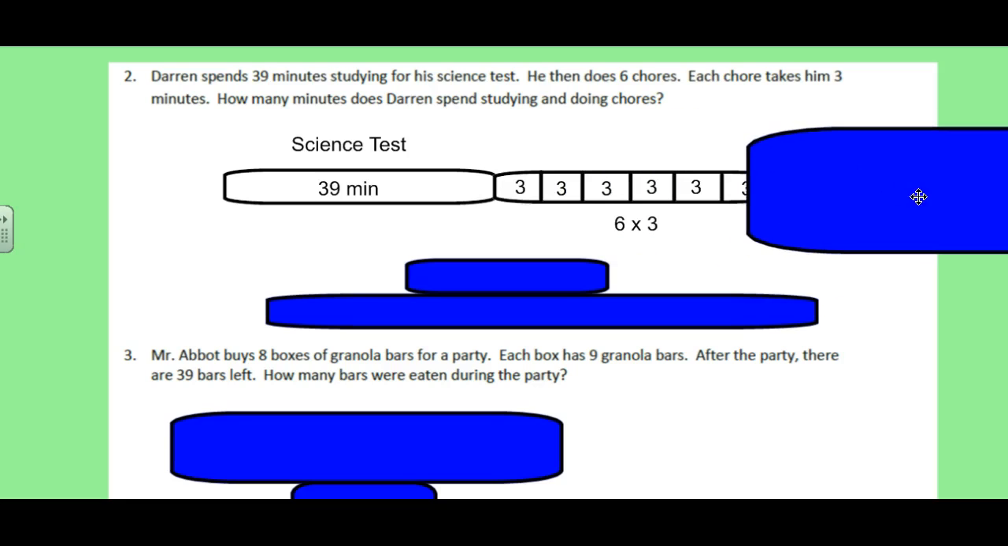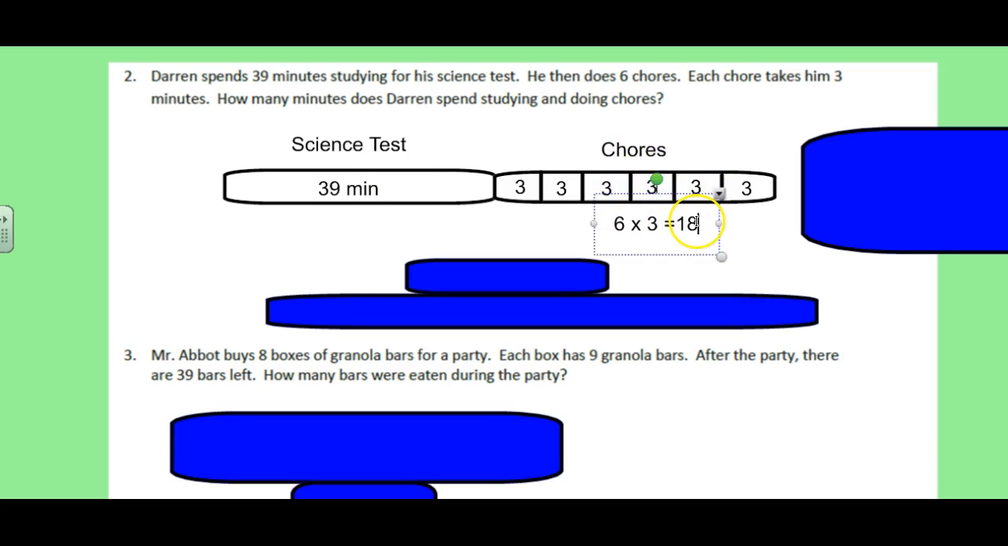So I was looking for you to add 6 more sections, and each section has 3 in it because he did 6 chores and it took him 3 minutes to do all the chores. And the equation I was looking for was 6 times 3, and it was equal to 18. So we know from this diagram that for his science test he spends 39 minutes, and up here these are his chores. You can go ahead and write that on your paper, and we know that he spends 18 minutes doing chores.